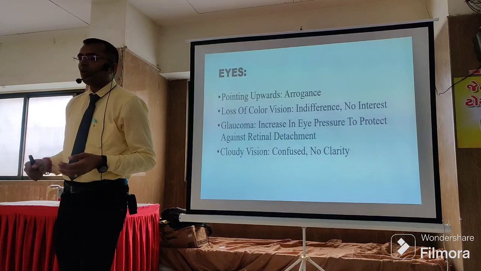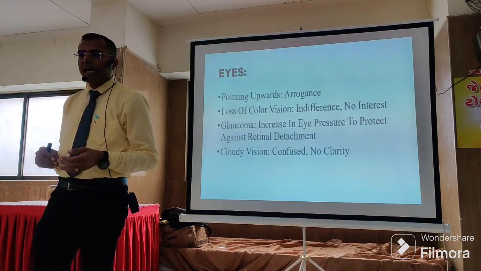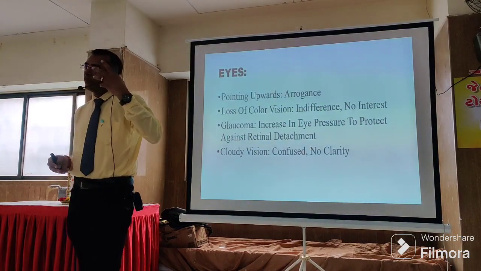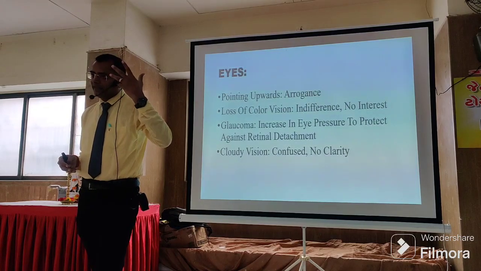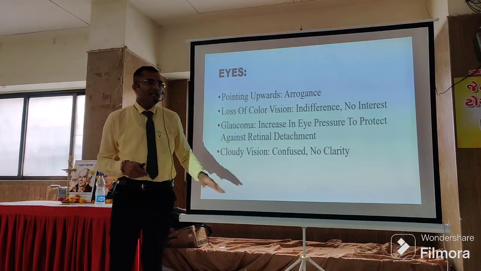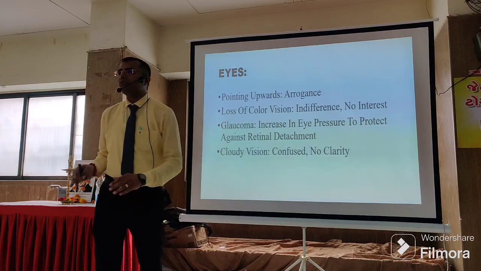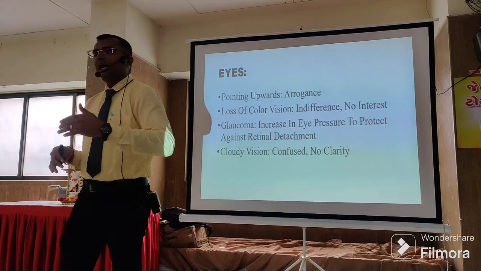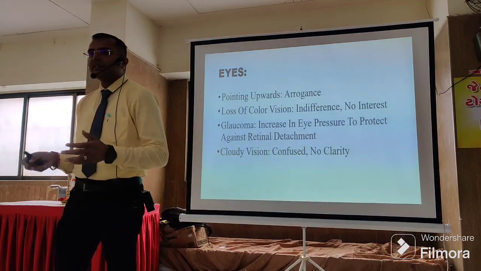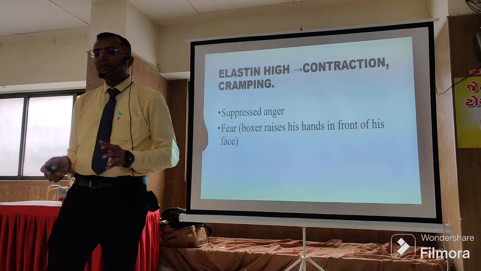If the child has glaucoma, there is an increased pressure in the eye. What is the increased pressure? To protect the retinal detachment. Okay? And the cloudy vision. Cloudy vision means what? I am so confused and have no clarity at all. That is giving rise to a cloudy vision.